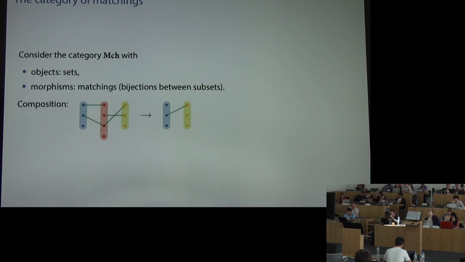So this is, if you have a blue set and a red set and a yellow set here, you see how you compose the matchings. A blue object is matched to a yellow object if and only if there's a common red object to which the blue and the yellow are matched. So this defines composition in this category.